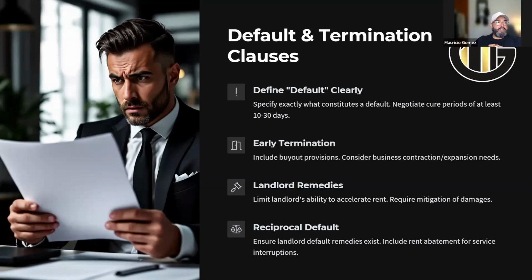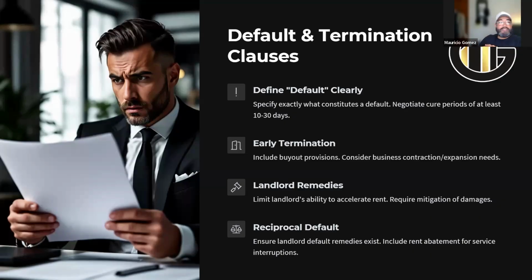Landlord remedies: limit the landlord's ability to accelerate rent, and require mitigation of damages. So, in the case of a listing that I have, my landlord wants to be able to put a lien on any equipment that is being installed into the location in case there needs to be any remedies. And he wanted to accelerate the rent by 24 months in case there was any type of default. I had to advise him that it was a bit aggressive based off of the amount of money that was being injected into the location.